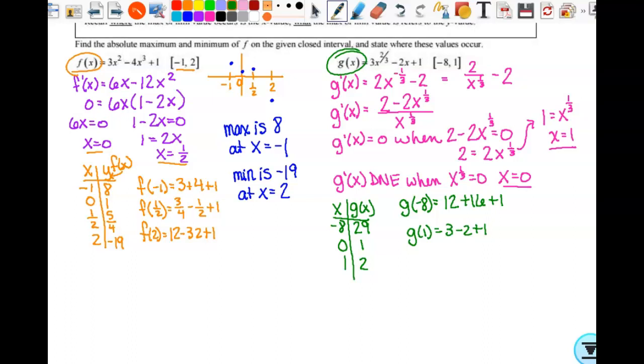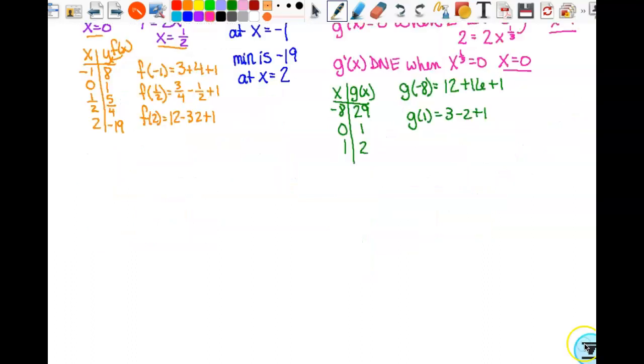Okay, so based on that, for my candidates test, I can say that the max is 29 at x equals negative 8. The minimum is what? 1 at x equals 0. What questions do you have?